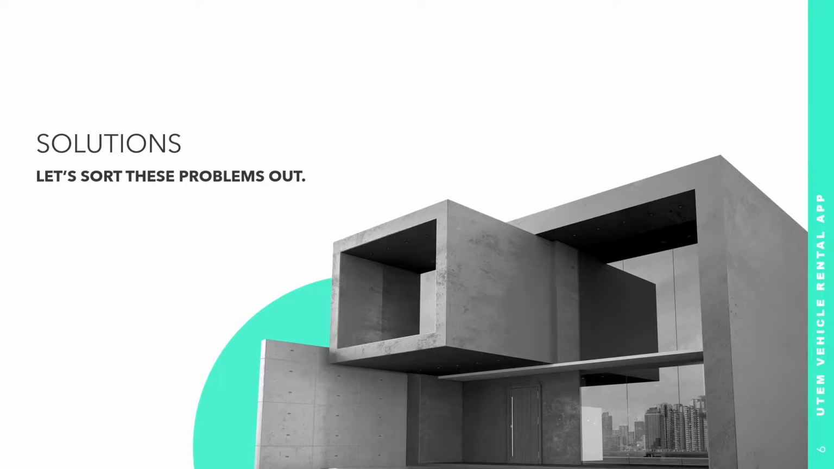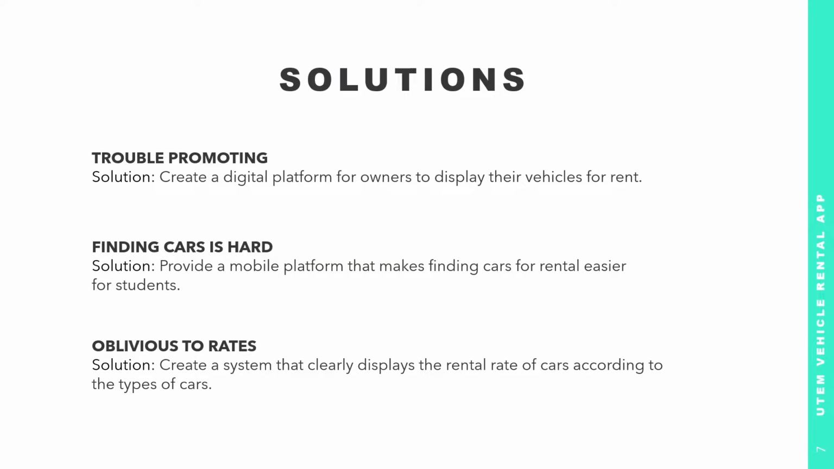By creating a digital platform for rentals in UTeM, owners would have their cars displayed and available for customers to see. By default, the mobile platform makes finding cars for rental a lot easier. The rates are also displayed clearly for customers to contemplate.